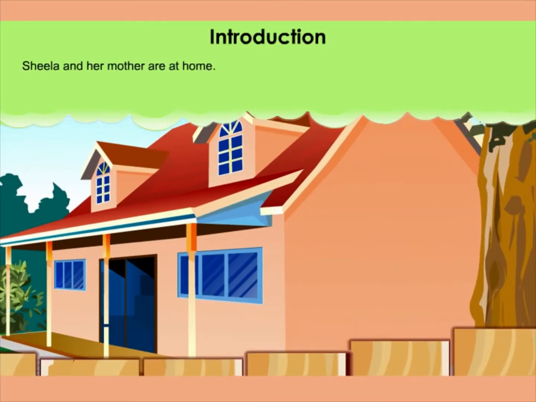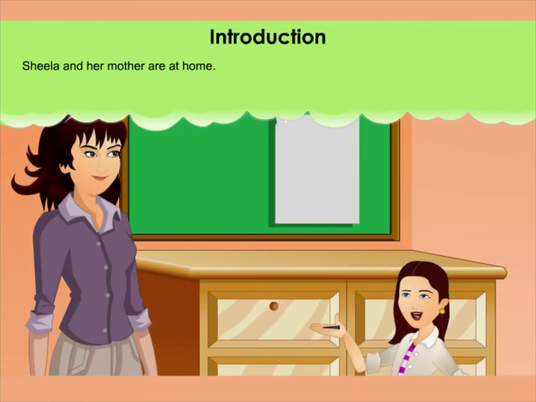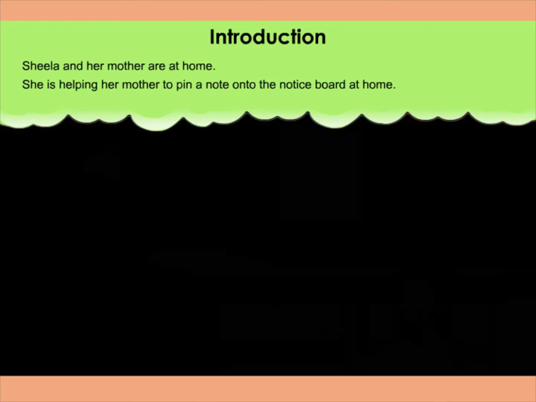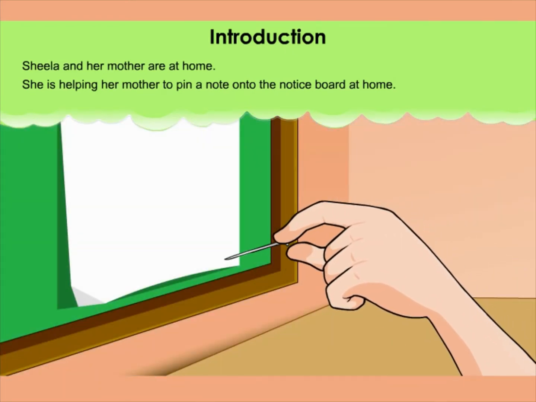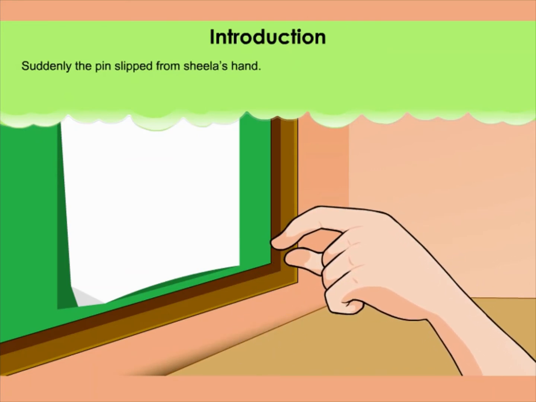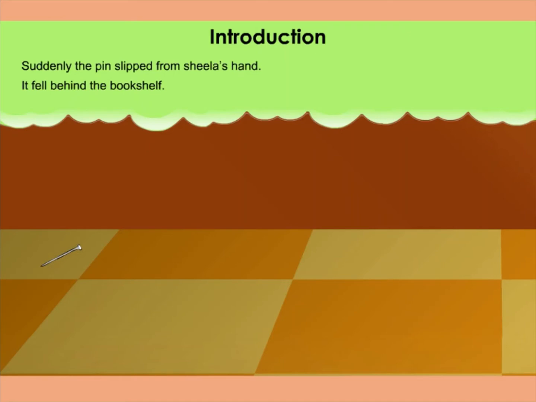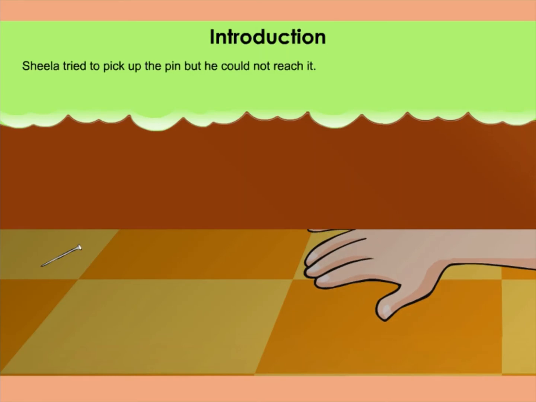Introduction. Sheila and her mother are at home. She's helping her mother to pin a note onto the notice board at home. Suddenly, the pin slipped from Sheila's hand. It fell behind the bookshelf. Sheila tried to pick up the pin, but could not reach it. It was too far in.